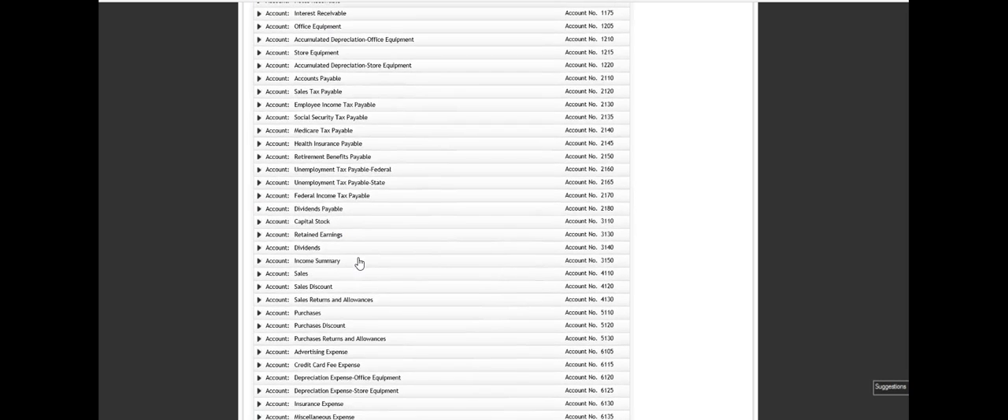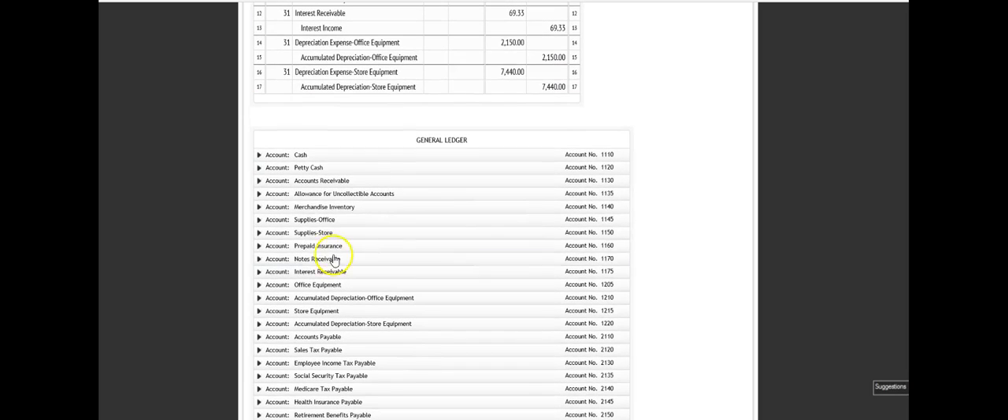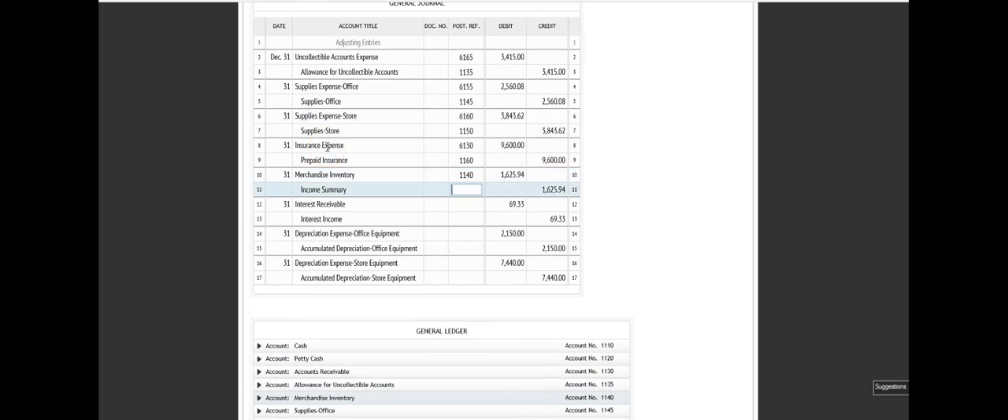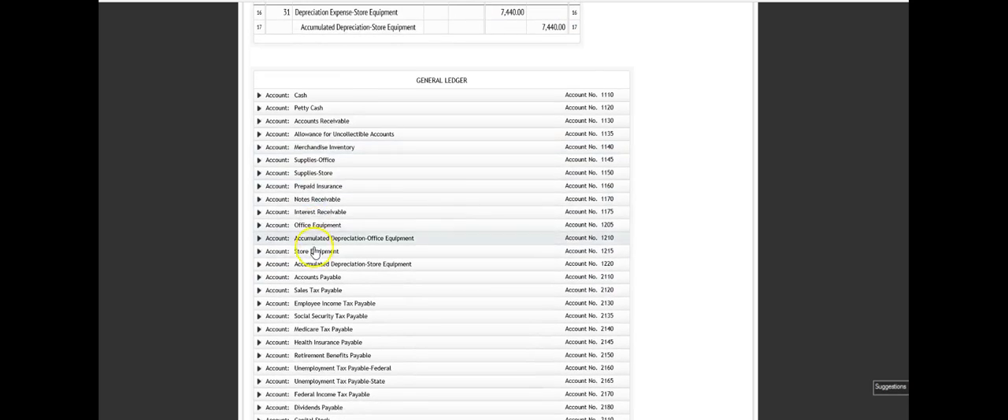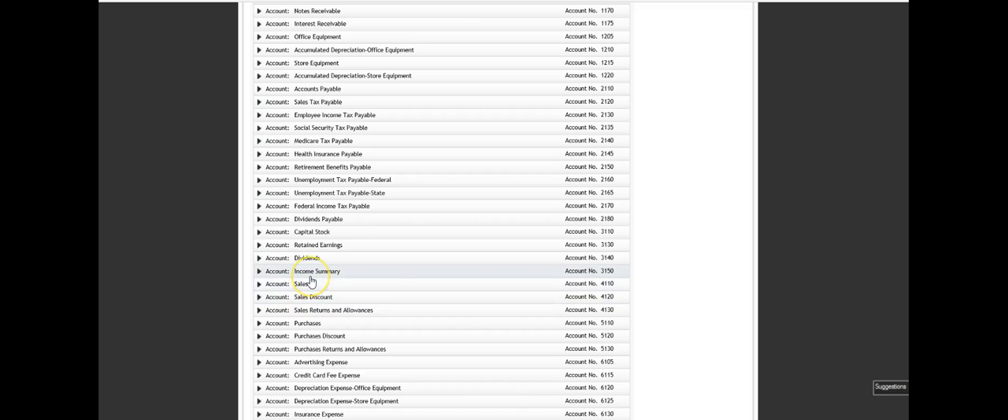Insurance expense. This is fun. Sort of easy, just tedious, right? 6130. Oops. Prepaid insurance, 1160. Merchandise inventory, 1140. Income summary. Where was that at? There it is. 3150.